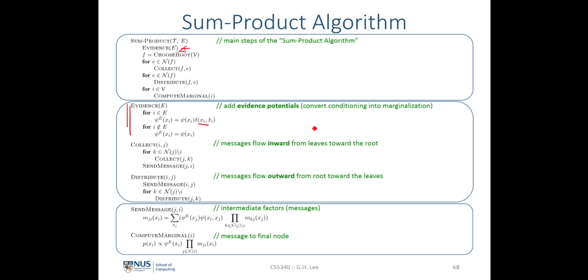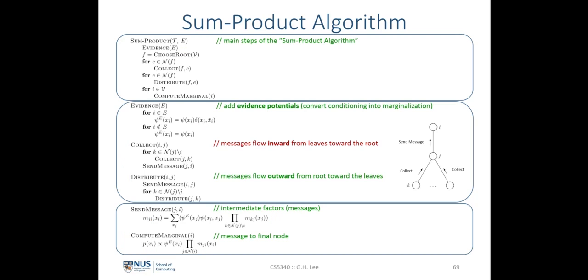And then once we are done with the upward collection of the messages, we'll do a downward distribution of the messages from the root node to the leaves by distributing the messages. And here's the message passing algorithm over here. And finally, once we are done with all the messages, we can simply compute any marginal probability of any random variable by making use of all the messages that we have collected in the sum product algorithm.